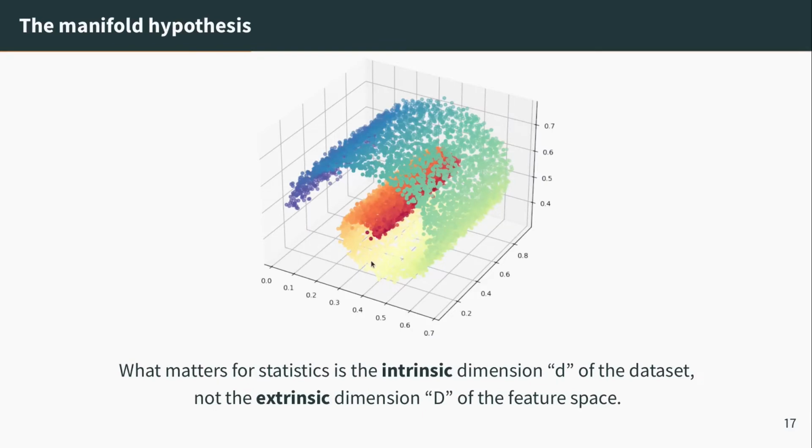Naively, it looks like it's a data set with 3 features, 3 dimensions x, y, z. But what you understand immediately is that we just have 2 independent degrees of freedom. And as far as histograms and statistics are concerned, the dimension that matters is the intrinsic dimension of the data set, not the extrinsic dimension of the feature space.